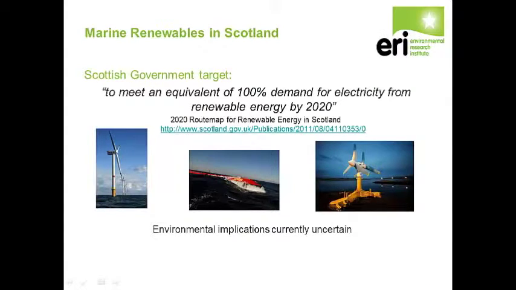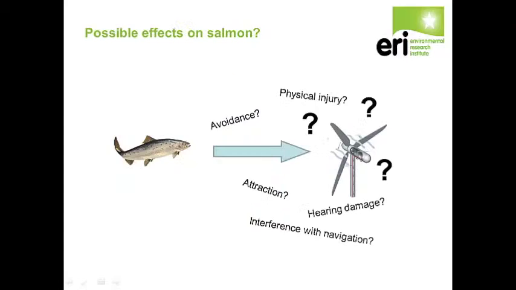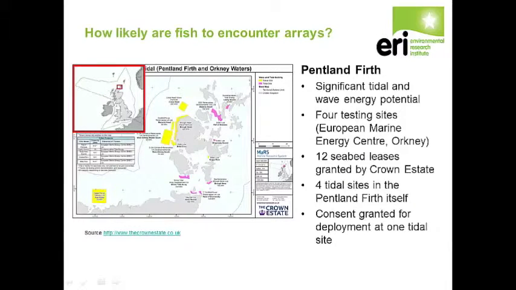One new development that potentially is an additional threat to Atlantic salmon is the developing marine renewables industry, mainly offshore wind, wave and tidal. Now, if we're to understand the potential impacts on salmon populations, we need to understand the possible effects of device encounters on individual fish, but we also need to get an idea of how likely fish are to encounter devices or arrays of devices in the first place.